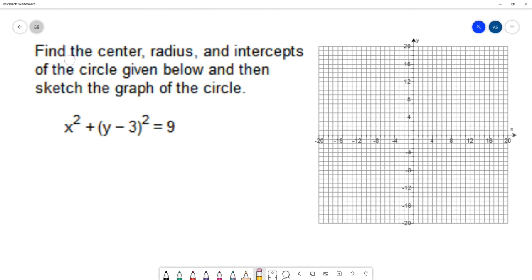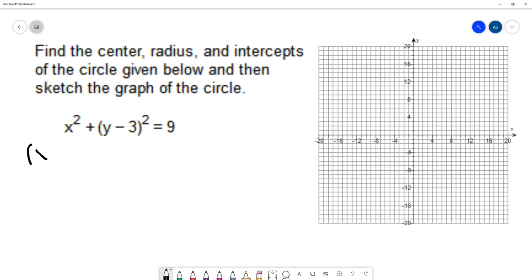For this example, we want to find the center, radius, and intercepts of the circle given. And then we want to sketch the graph of the circle. This equation is x squared plus y minus 3 squared equals 9. And in order to find the center and radius, it's helpful to know the standard form of a circle.